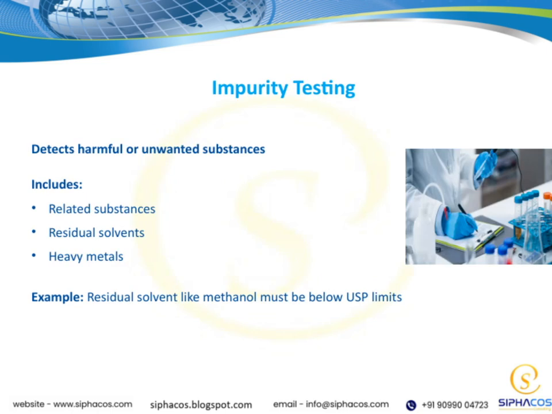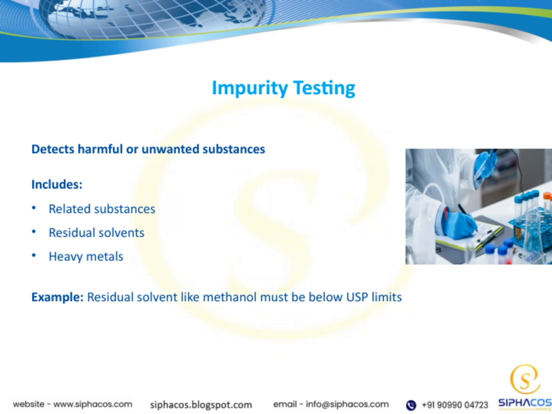Now, let's talk about impurity testing. This is a crucial part of ensuring the safety and quality of pharmaceutical products. Impurity testing helps us detect any harmful or unwanted substances that might be present in the drug. These impurities can come from various sources, such as manufacturing processes or raw materials. Specifically, we look for related substances, residual solvents, and heavy metals.